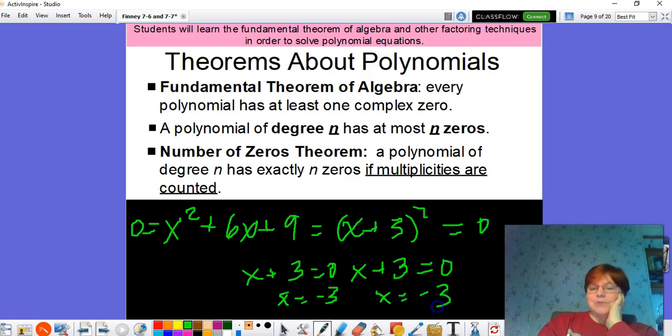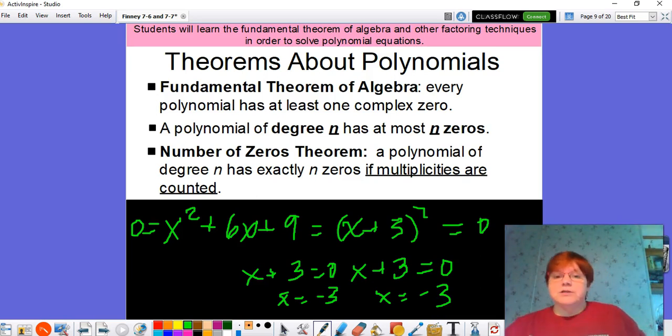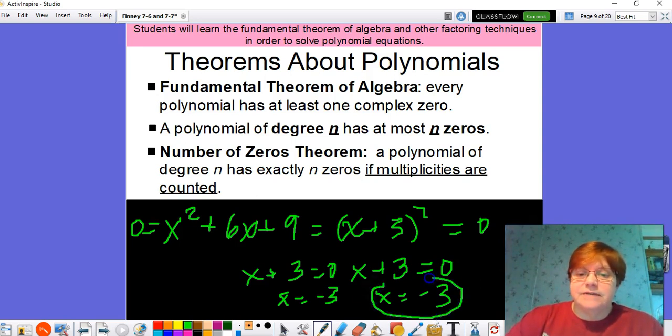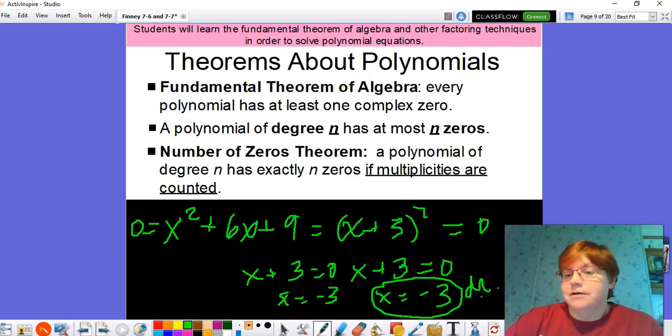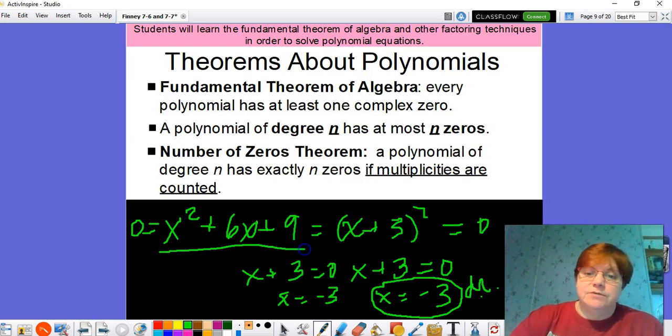We don't write them twice because we work smarter, not harder. Not that writing it twice makes you an idiot, but you don't have to write them both twice. You would just say that x equals -3 is our solution, and that's a double root. So you would put a DR, because it counts as 2. So this polynomial of degree 2 has 2 solutions.